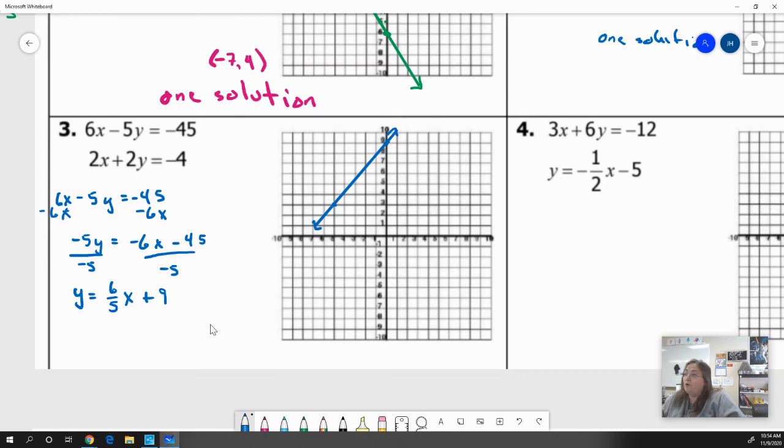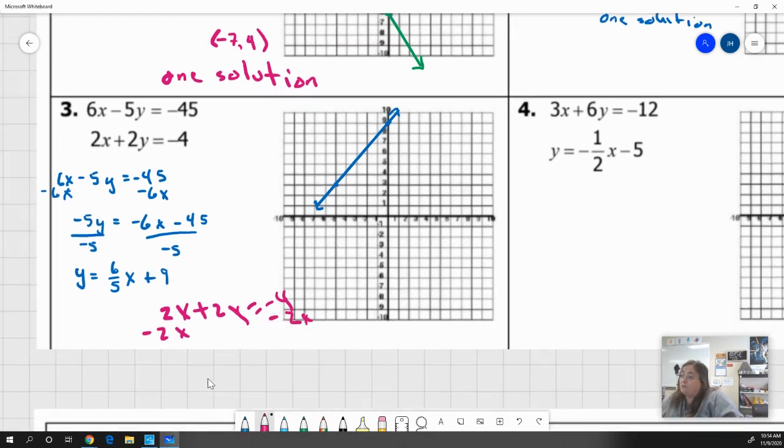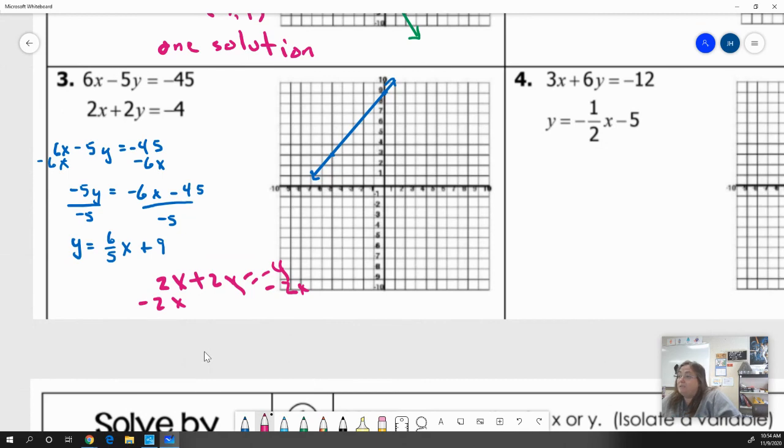My other one is also not in slope-intercept form. So I'm going to take my 2x plus 2y equals negative 4, and we're going to solve that for y. So I'm going to subtract 2x from both sides, which is going to give me 2y equals negative 2x minus 4.